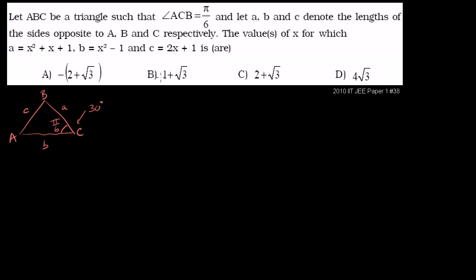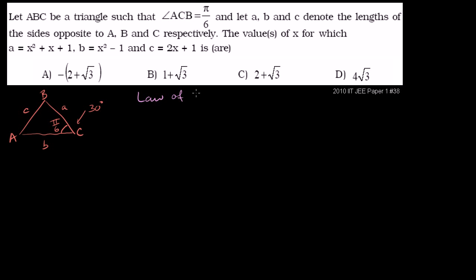So let's think about it. One, we need to find a relationship between a, b, and c and this angle. And then once we have that relationship, we can substitute them with these expressions and then essentially try to solve for x. The first thing you want to think about is, how can I relate the lengths of a, b, and c with this angle here? And what should pop out into your brain is the law of cosines.